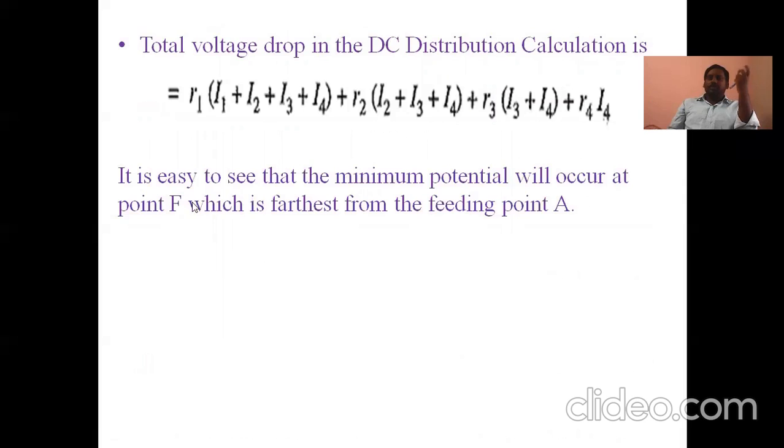It is easy to see that the minimum potential will occur at point F, which is the farthest from the feeding point A. Why is the potential minimum there? As length increases, the voltage drop is more. That's why the minimum potential is just at the farthest end, the final end. So based upon this particular concept, we will do a simple problem.